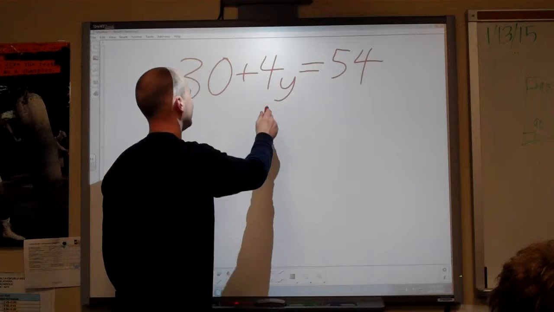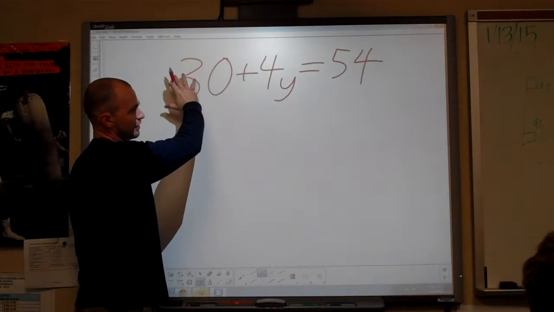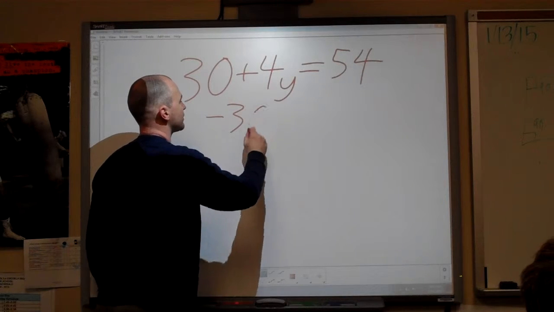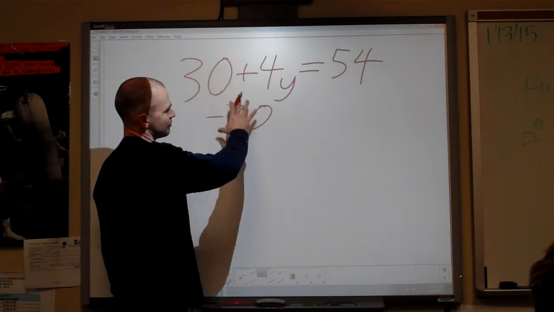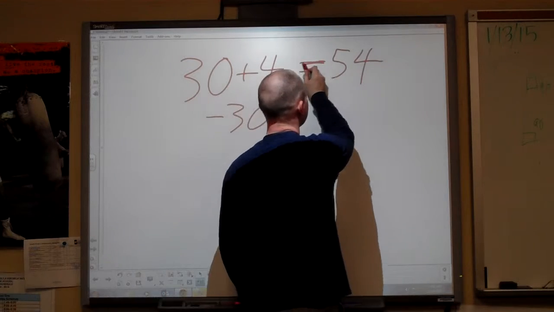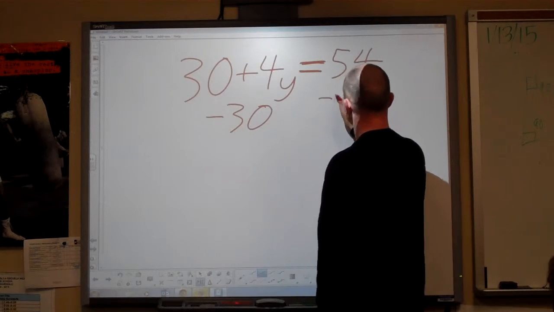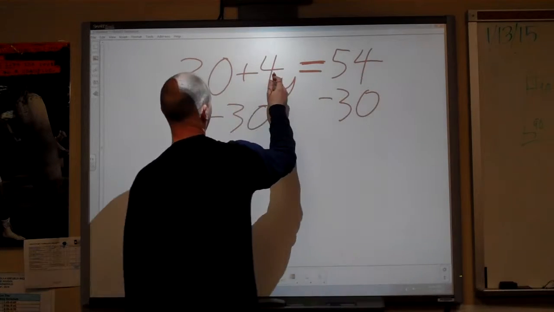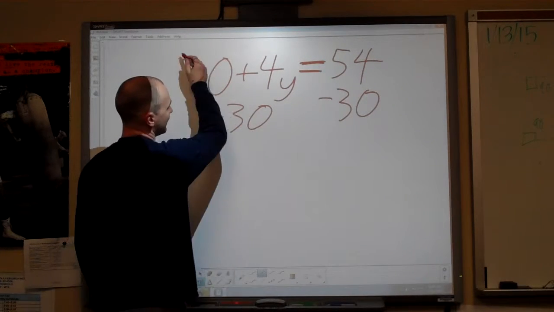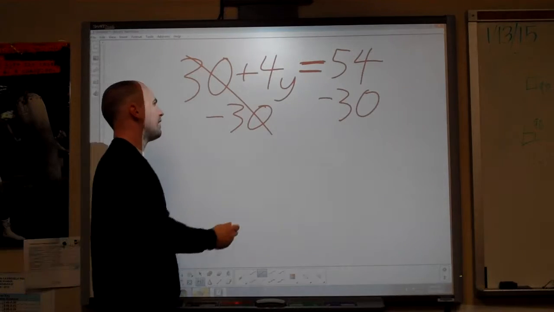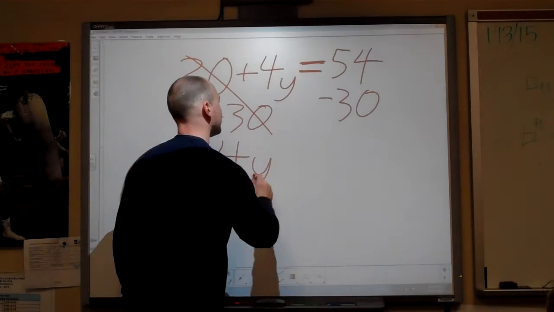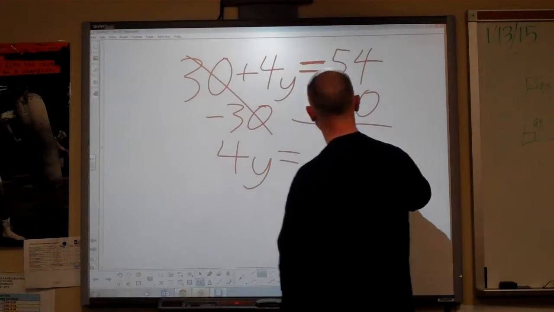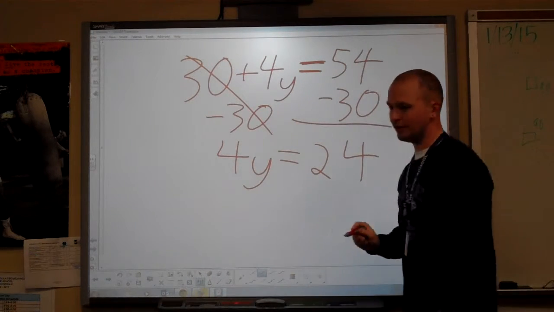I'm trying to isolate this, so I'm going to get rid of this plus 30. In order to get rid of this plus 30, I'm going to subtract 30. But if I subtract 30 from this side, in order to keep this equal, I've also got to subtract 30 from this side. So I've got 4y plus 30 minus 30. They cancel out. So now I've got 4y equals 54 minus 30. 54 minus 30 is 24.